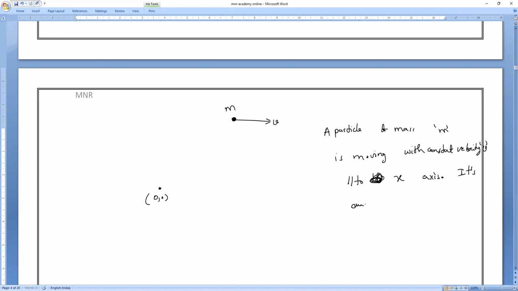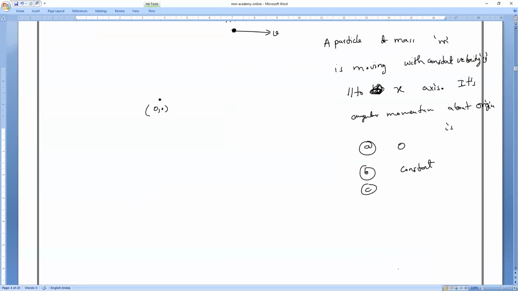Its angular momentum about the horizon is: option A, 0. Option B, constant. Option C, goes on increasing. Option D, goes on decreasing. So that is the question.